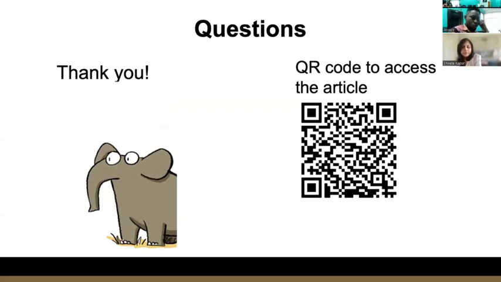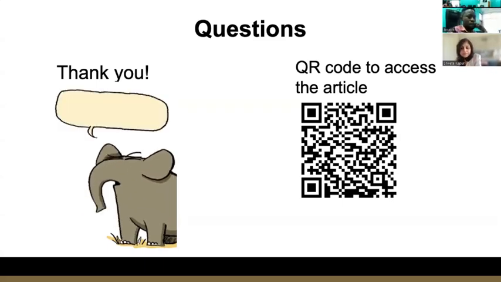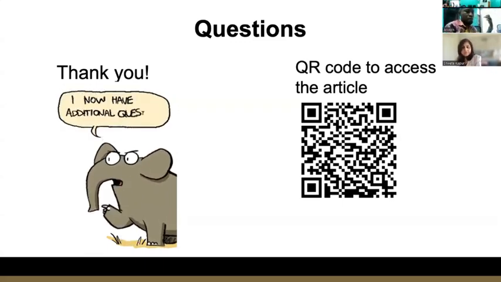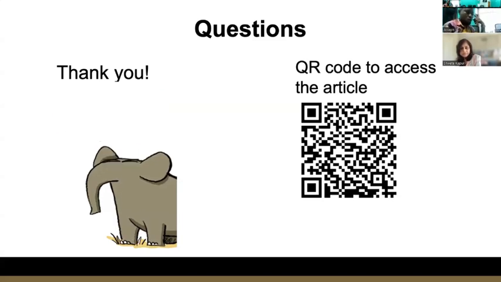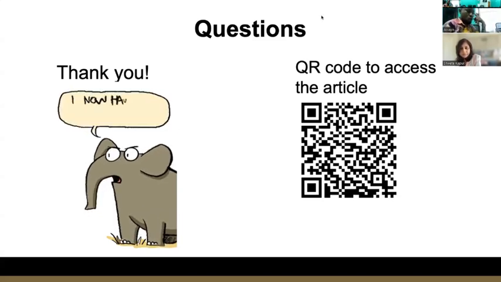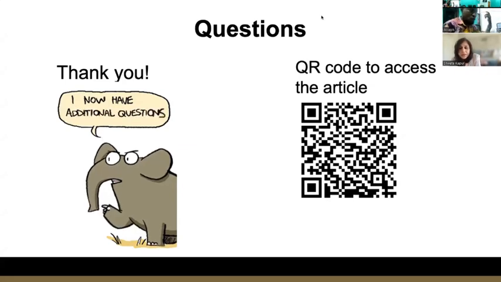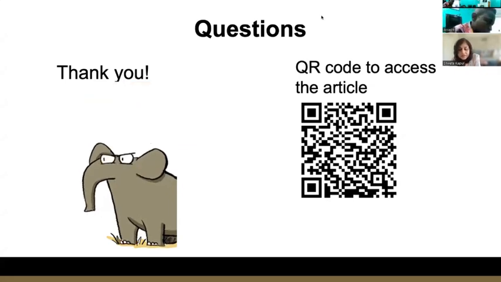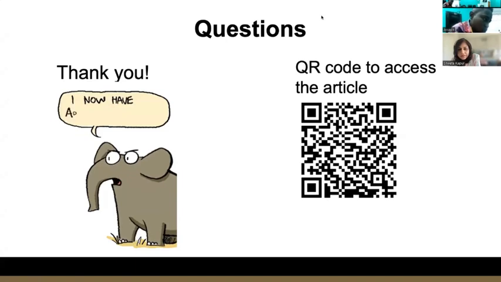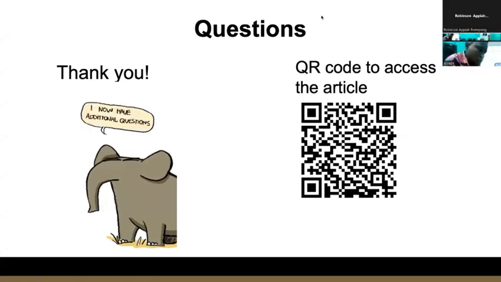So whilst they are preparing their questions, I wanted to ask, is it really important to do propensity score matching? What's the significance of doing propensity score matching?